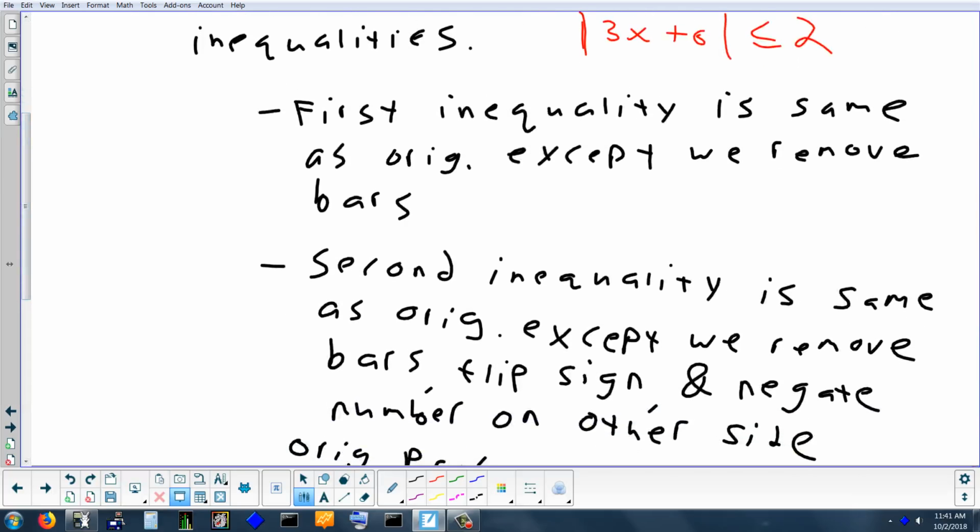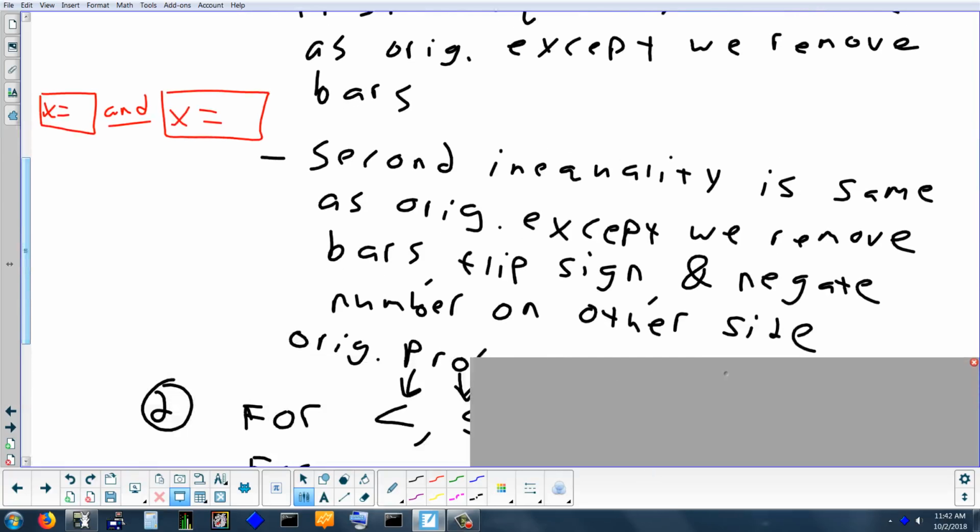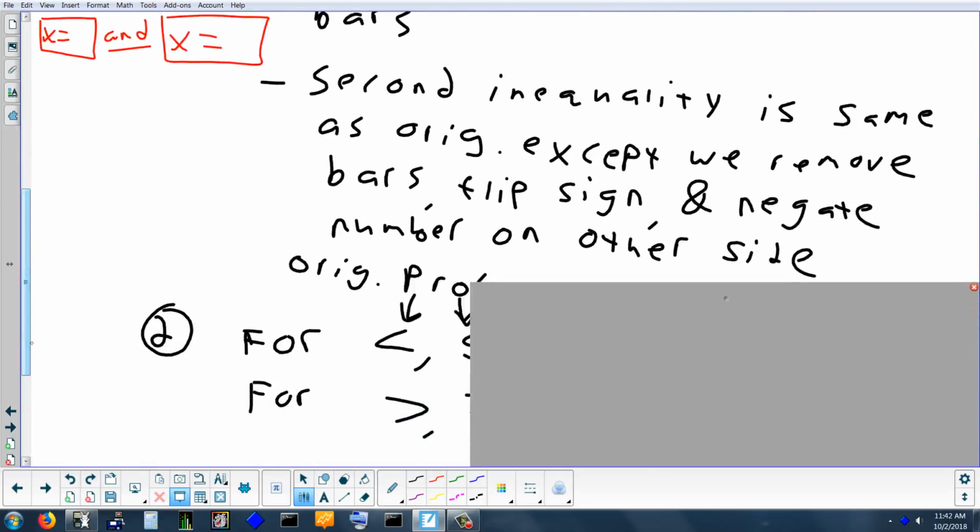And yesterday when we had two problems, we'd have like x equals something, and we always put the word and between them. That was yesterday. Well, today we're going to have a choice. Whether we put the word and between the two answers, or should we put the word or? Well, the way you remember is you look at the original problem.